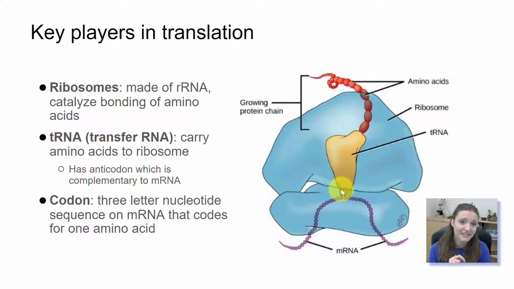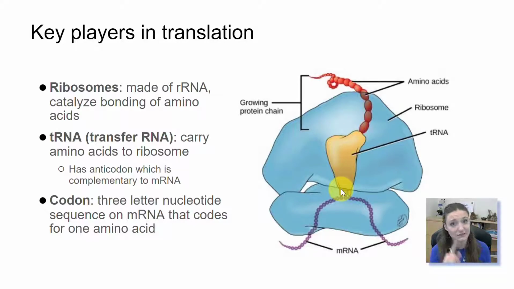tRNA. tRNA is another type of RNA. It is called transfer RNA. It's what's carrying the amino acids to the ribosome. Ribosome doesn't know which amino acids to connect together. It just knows how to connect amino acids. tRNA basically is what helps the ribosome connect the right amino acids in the right location of this protein.